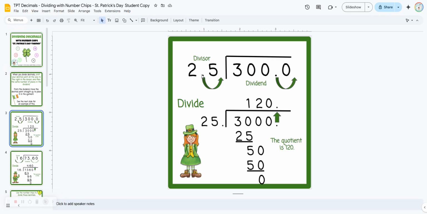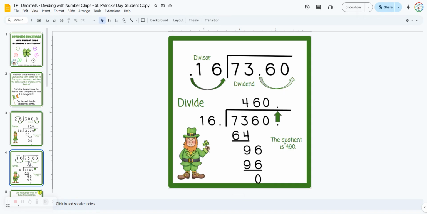So here in the divisor, we want to move that decimal point all the way to the right, which is one place to the right. That means we move it one place to the right in the dividend so we get our correct answer. So we're going to move that decimal point straight up into the answer. And the next slide shows an example when we move the decimal point two places to the right.